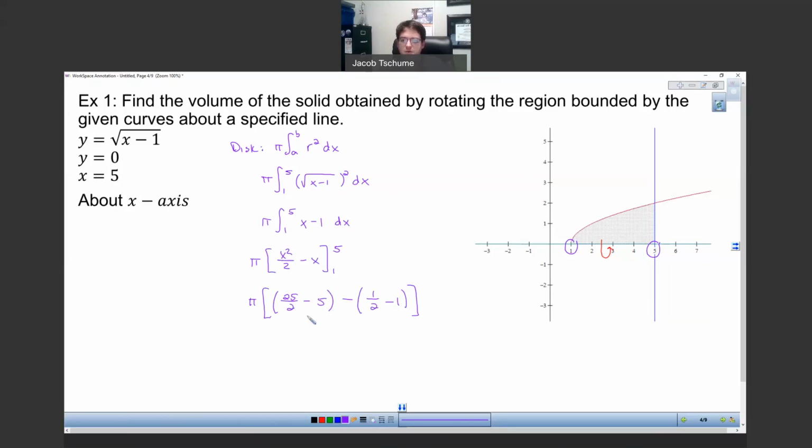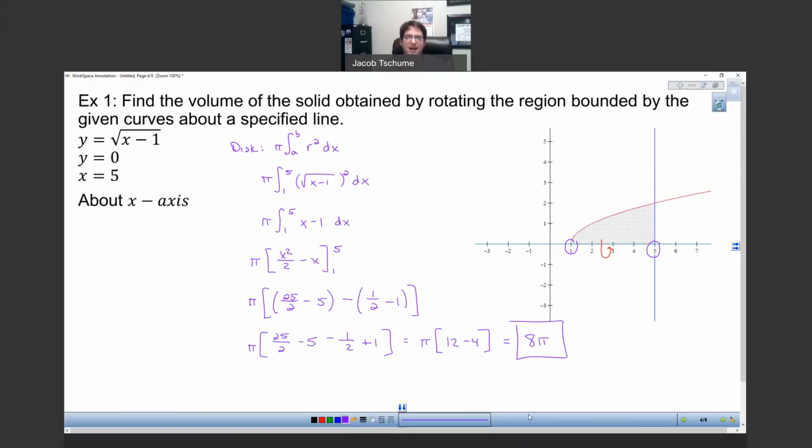All right, so then you would simplify by distributing your negative through. So that would give you 25 halves minus 5 minus 1 half plus 1. If you put your halves together, 25 halves minus 1 half is 24 halves, which is 12. Negative 5 plus 1 is minus 4. And if you put that all together, you'll get a final volume of 8 pi units.